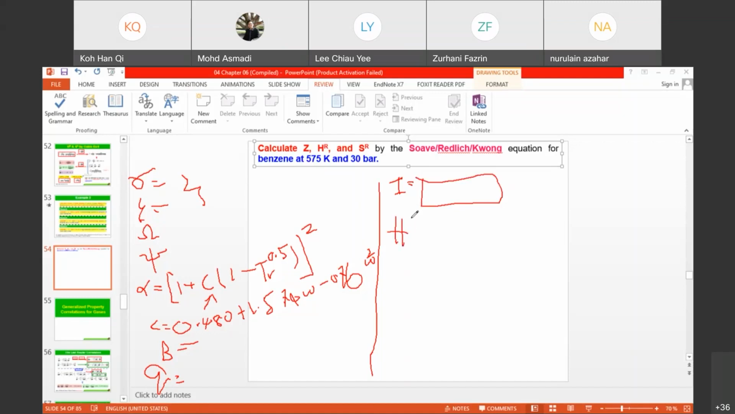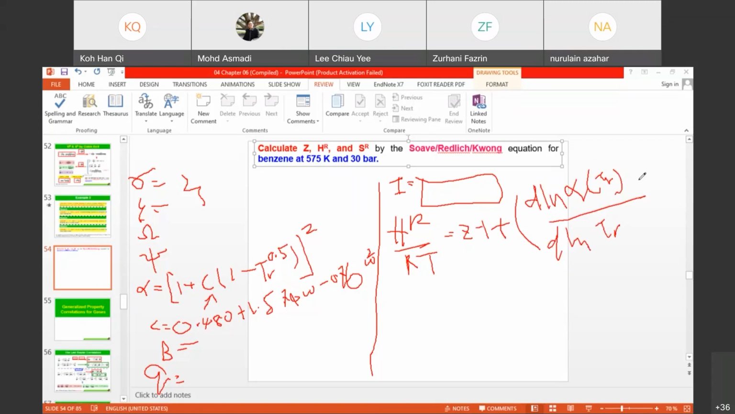Once you determine I, so by the equation HR over RT equals Z minus 1 plus d ln alpha(TR) divided by d ln TR, minus 1, times I, right? So the problem is this one.